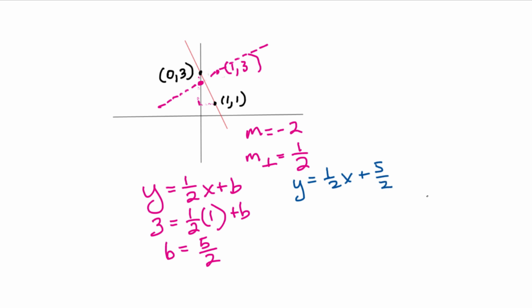And by the way, the question is essentially asking what is the y-intercept of that line, and that just is the b value, 5/2. So the correct answer for 20 is 5/2.